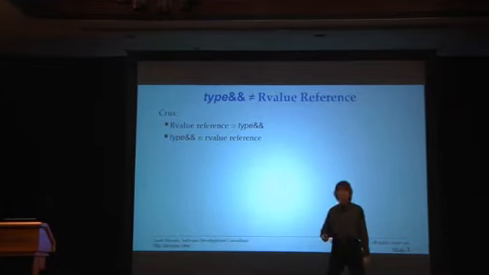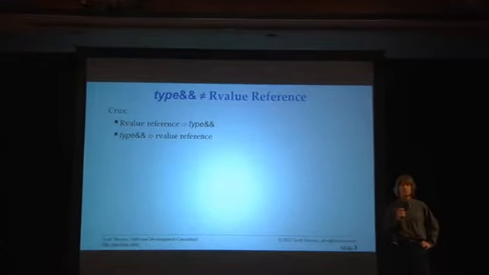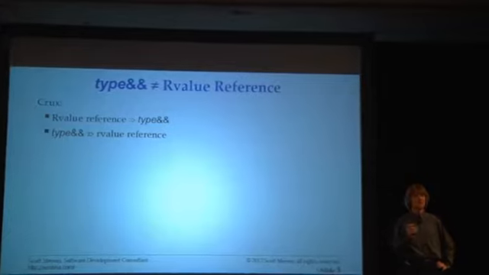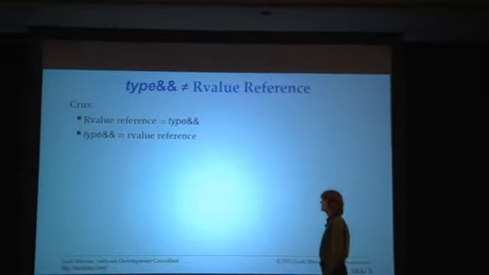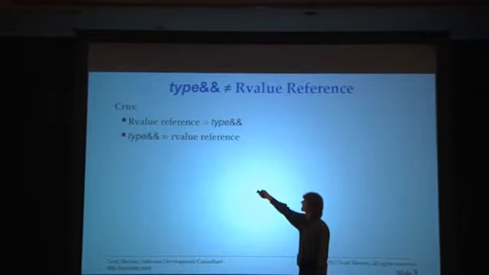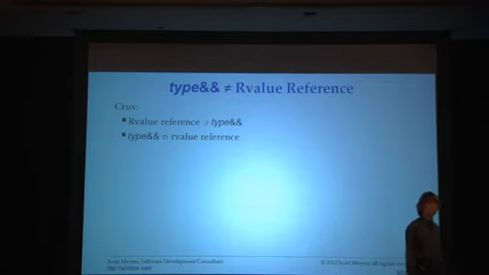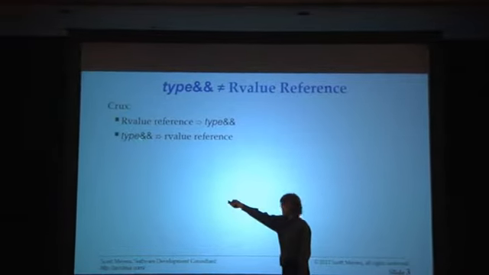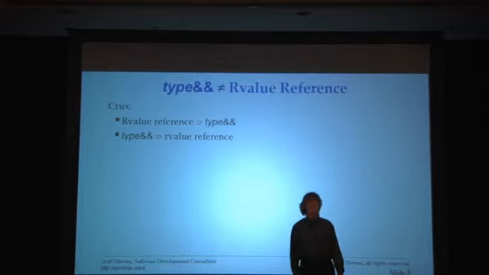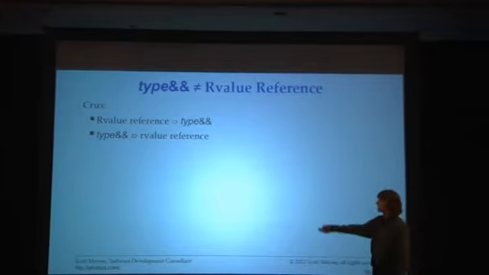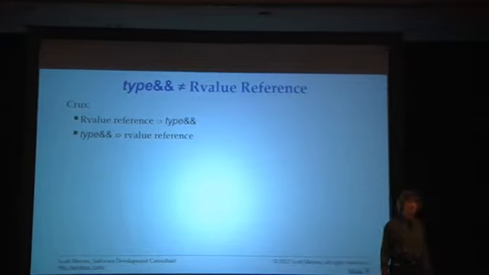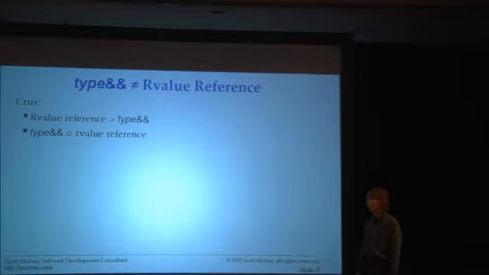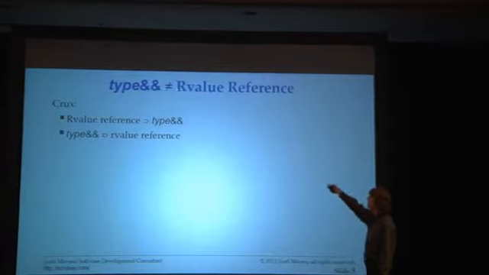So this is the crux of my argument, and this is sort of my level of understanding about R-value references based on looking at them for about 3 years. And it took me a long time to come to this level of understanding. I find it useful. I hope that you do as well. This is the situation. If I have an R-value reference, I'm going to see syntactically type-ref-ref in the program somewhere. It is logical to assume, therefore, that if I see type-ref-ref in my program somewhere, that implies that I have an R value reference, and that is not true. The problem is I can have type-ref-ref and it is not an R value reference. And this leads to enormous amounts of confusion in my experience. So my fundamental thesis that I want to get across to you is that type-ref-ref does not equal R value reference.